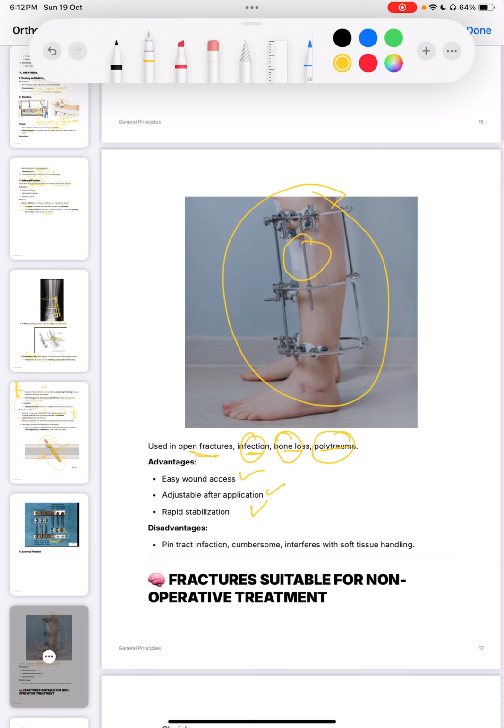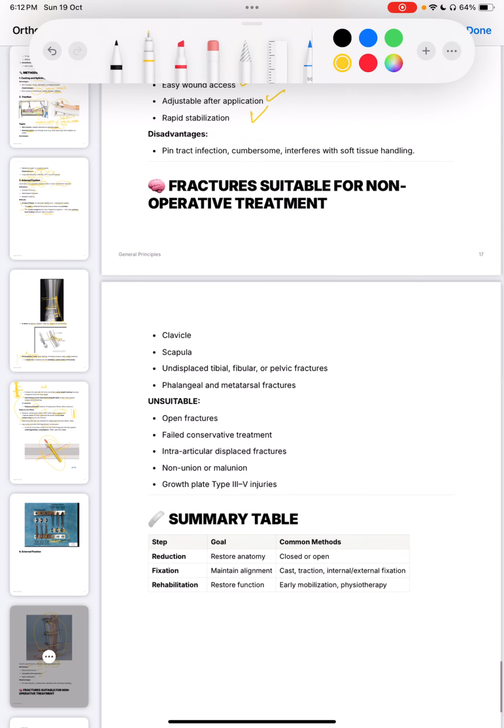But the disadvantage is कि of course like ये contact में आएगा तो it'll lead to like pin track, ये जो pin का track है ये infect हो जाएगा. It's cumbersome, it interferes with soft tissue handling.